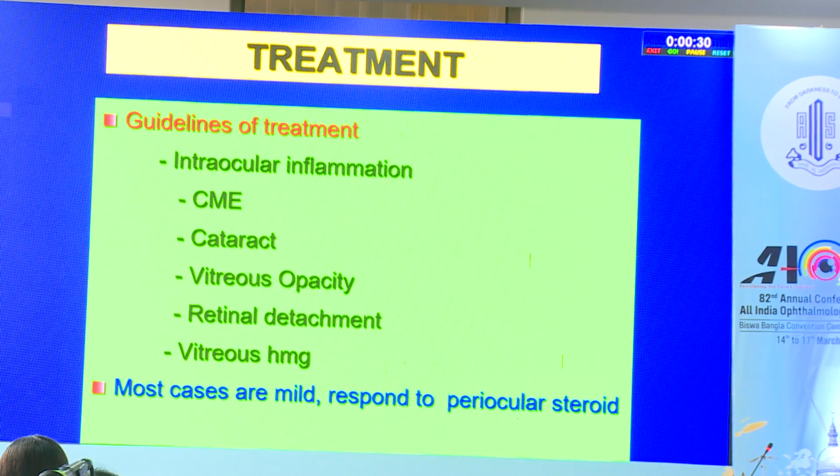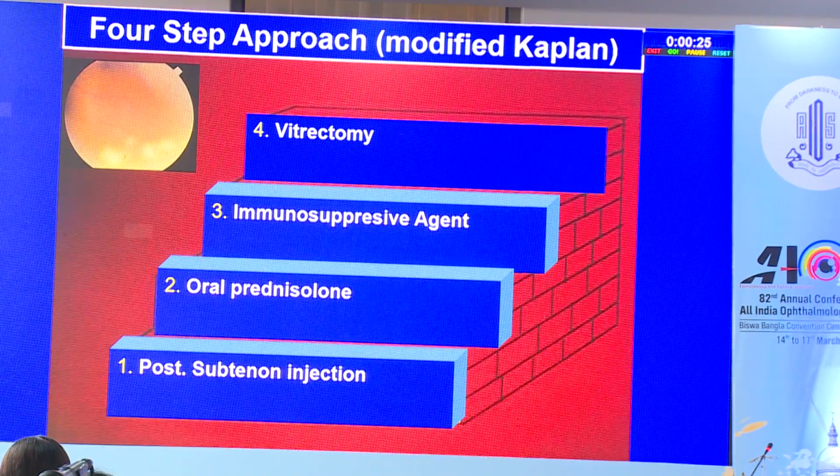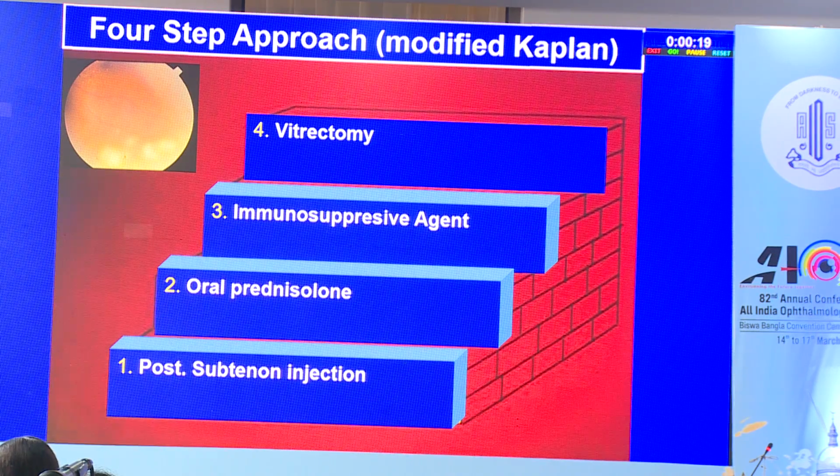Most of the cases are mild and respond to periocular steroid and posterior subtenon injection. First step, oral prednisolone. Second step, immunosuppressive agents. Third step, vitrectomy, in the final stage when it's recalcitrant. However, nowadays we switch to immunosuppressive agents right away because of the chronicity of the disease.